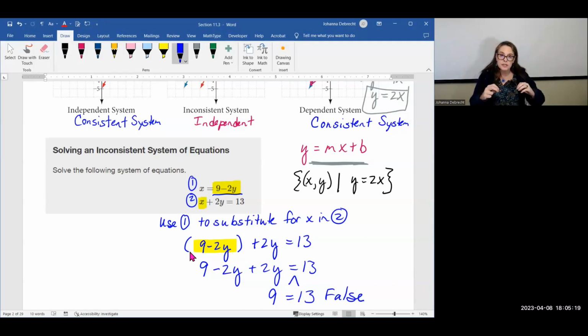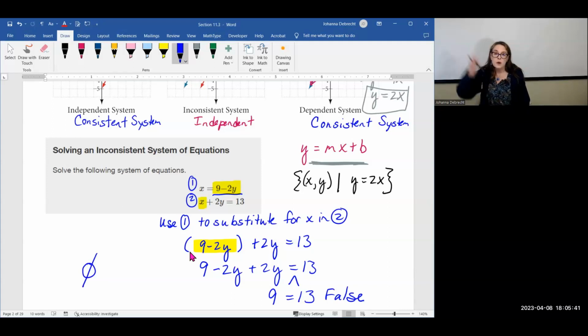So our variables disappeared, which means we have the same slope, but we got a false statement. These numbers aren't the same. That means we have different y-intercepts. These must be parallel lines that never touch and never cross. So what do you give for the solution? Well, there is no solution, so we can do it a couple ways.